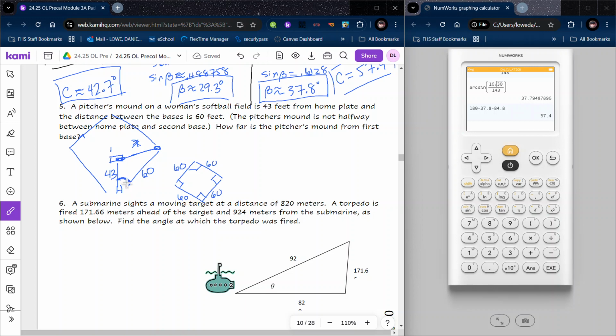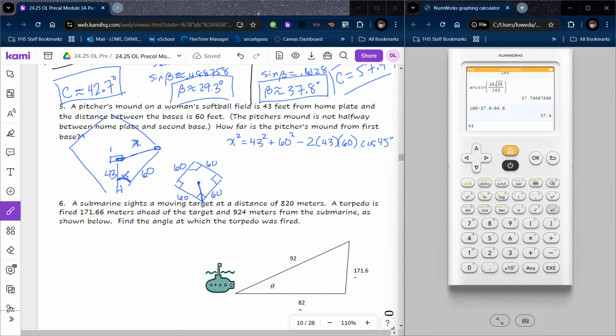And this angle in here, because this does split in half the 90-degree angle, I know that this angle right in there is 45 degrees. So what does that tell me? That tells me that x squared is going to be 43 squared plus 60 squared minus 2 times 43 times 60 times the cosine of 45 degrees. I'm in degree mode. Let me go ahead and make those computations.